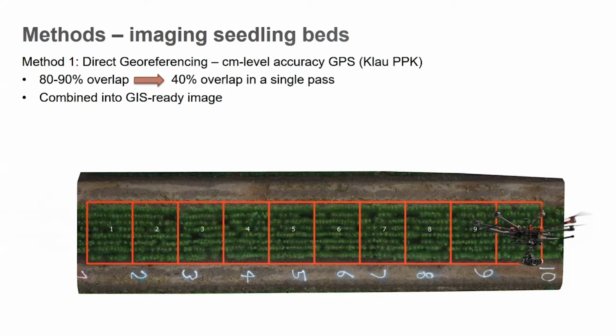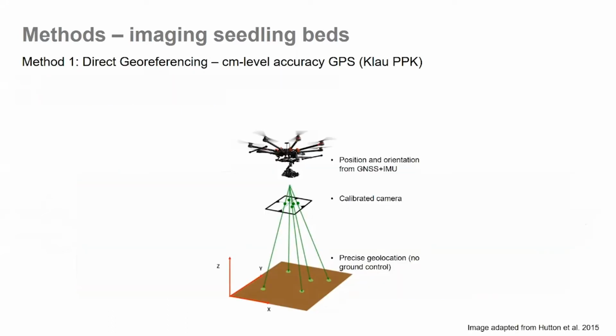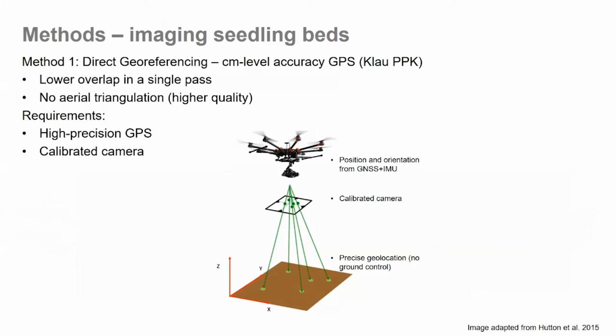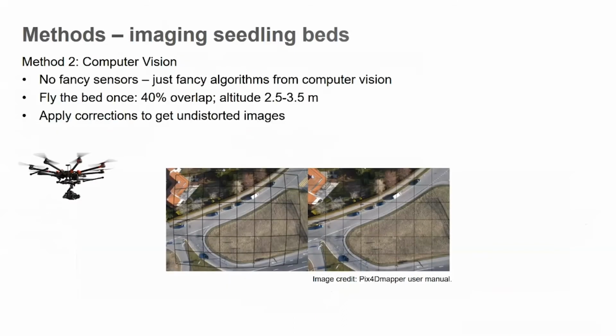In addition, the imagery that this process produces is georeferenced to within a few centimeters of its true location. Direct georeferencing greatly reduces the impact from the orthorectification process on the final image quality. It means that we don't have to do any aerial triangulation, but we do have to have a high-precision GPS, and in addition, we also have to have a carefully calibrated camera. Requiring a high-precision GPS and a calibrated camera does impose some limitations on widespread adoption.